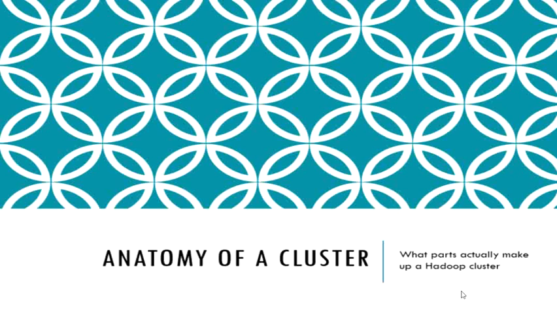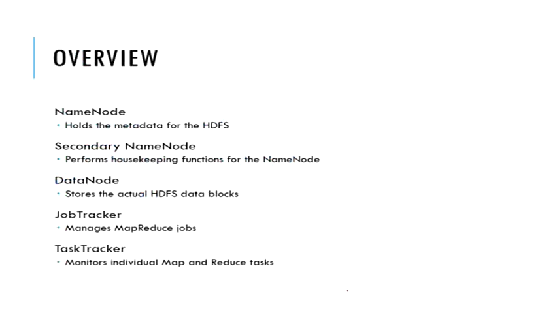Let us next look at what parts actually make up a Hadoop cluster. There are basically 5 different types of nodes, or 5 different job descriptions, based on which the nodes can be separated from one another. The first one is the name node.